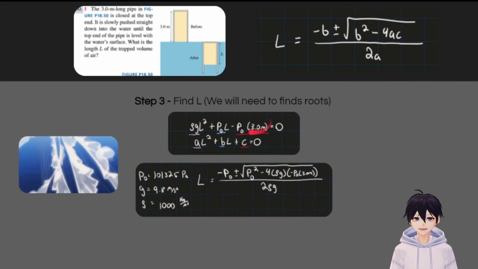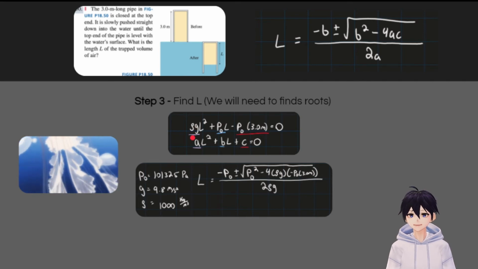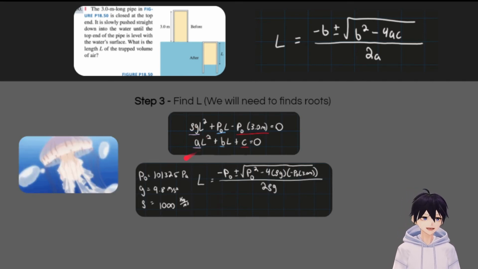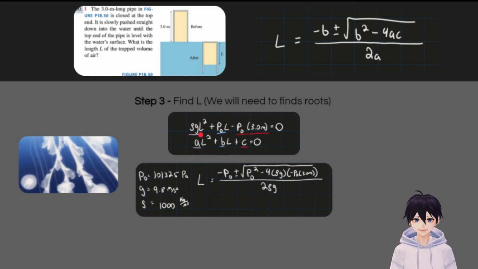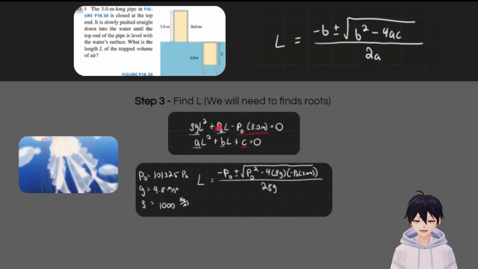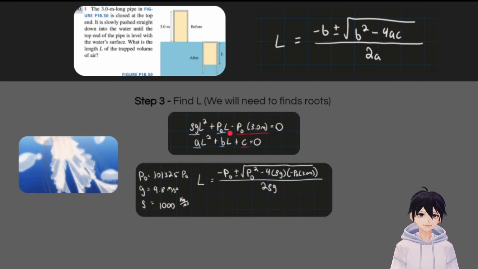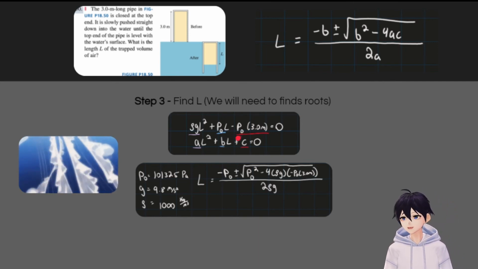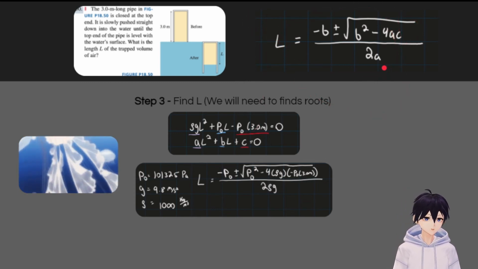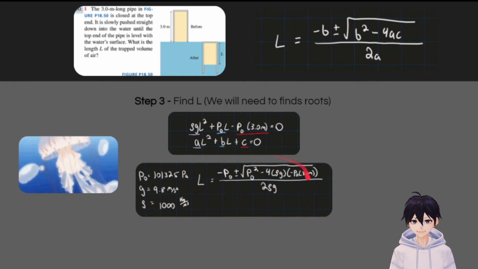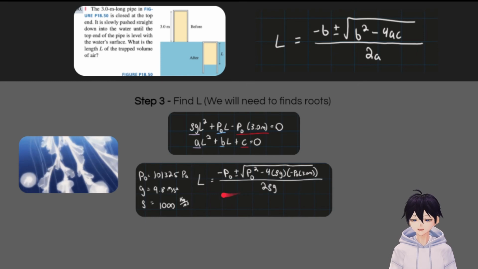And this looks kind of ugly right now, but this does represent a quadratic equation. I underlined each part in a specific color so we can see this a lot easier. So the A variable in the quadratic equation is density and gravity. The B is atmospheric pressure, and then C is atmospheric pressure times 3, or negative atmospheric pressure times 3. Make sure you don't forget the negative. And then we're going to plug these into the quadratic equation to find roots to find our L. So we're going to get this when we plug in our A, B, and C to the respective parts. And now we're just left with this.